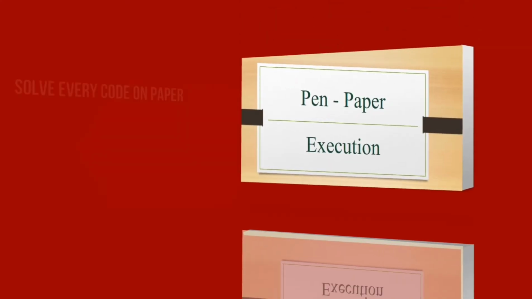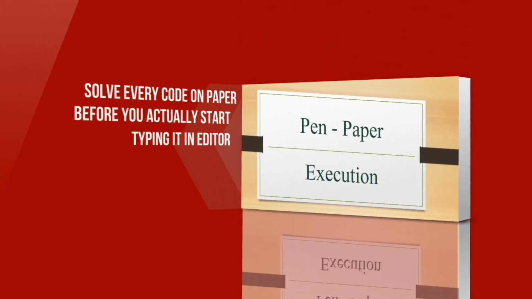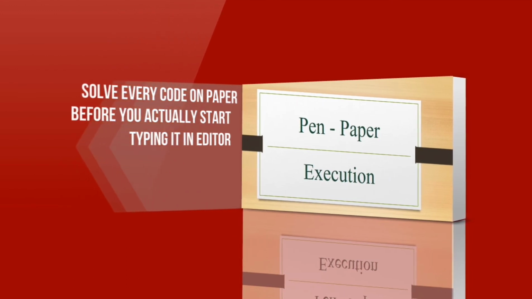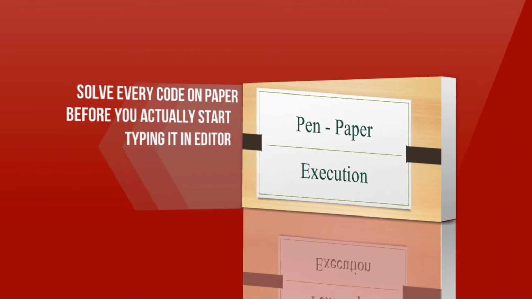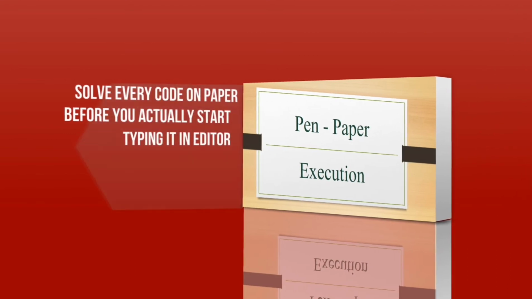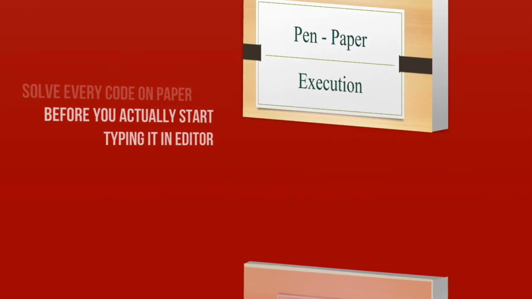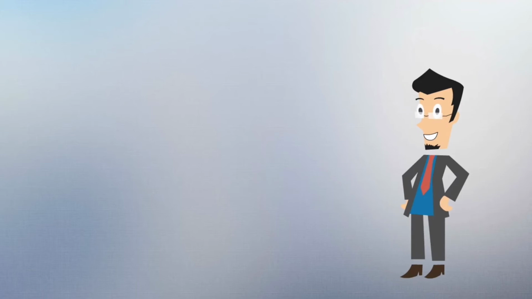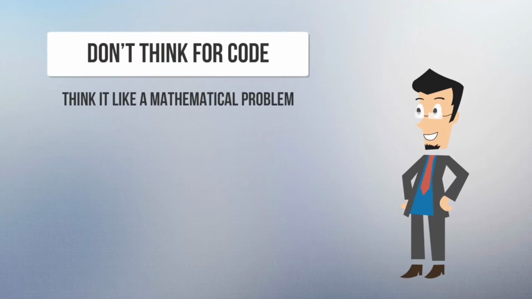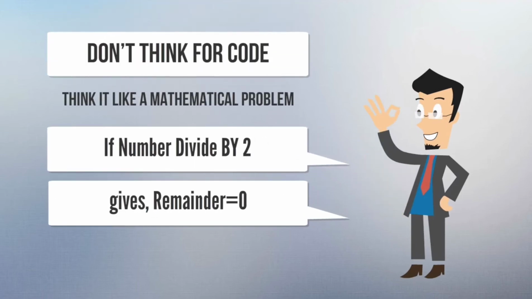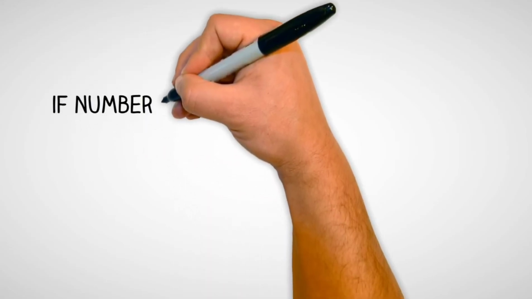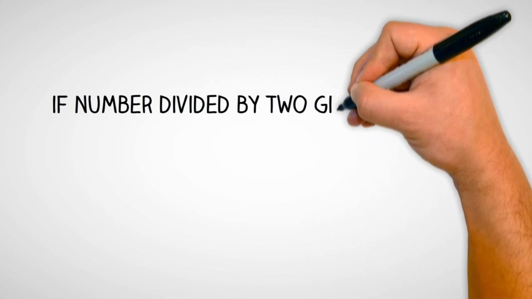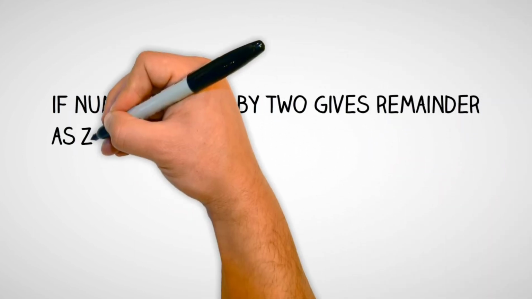Second, try to write every code on paper before you actually start typing it in the editor. For example, if you are going to solve the problem of even number, don't panic, simply take a pen and paper. Now don't think of code. Think of it like a mathematical problem. So you will get the answer: any number which gives remainder 0 after dividing by 2 is an even number. Just write this on paper: if number divided by 2 gives remainder 0, then it is even.